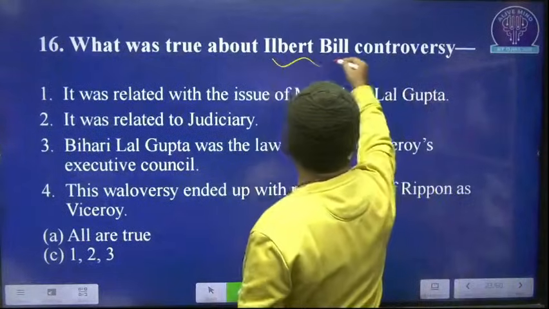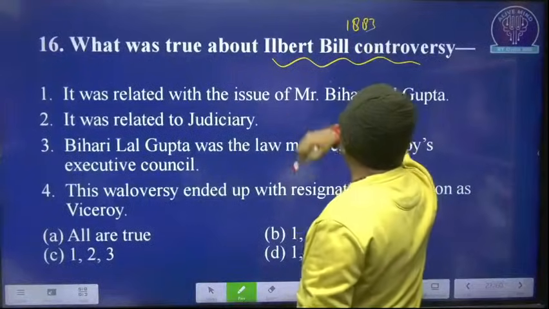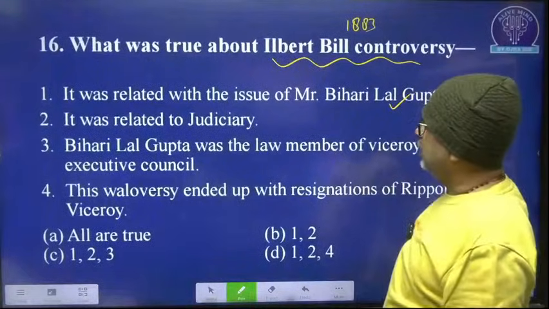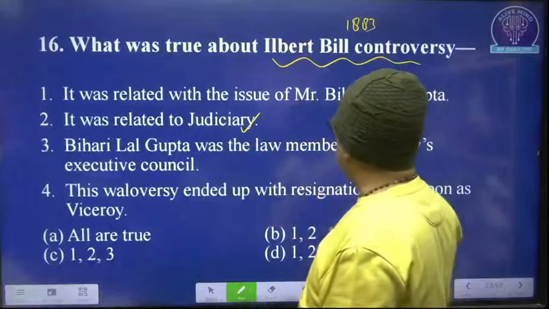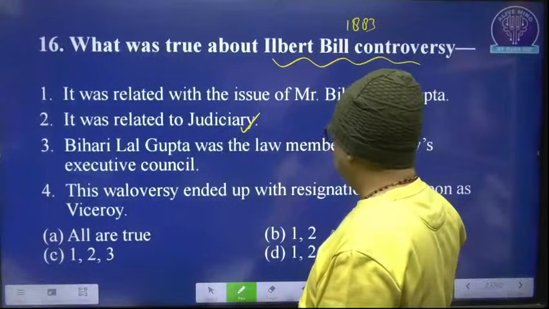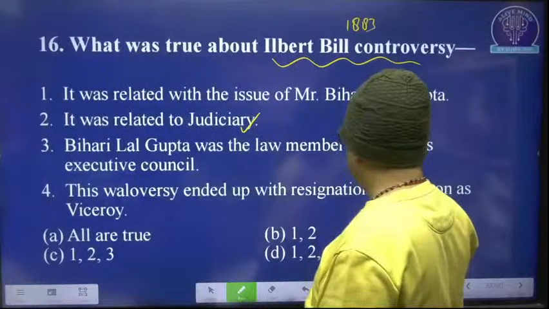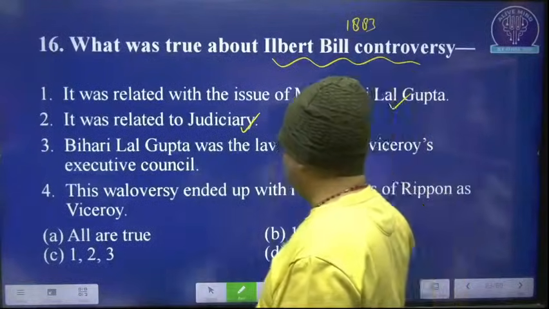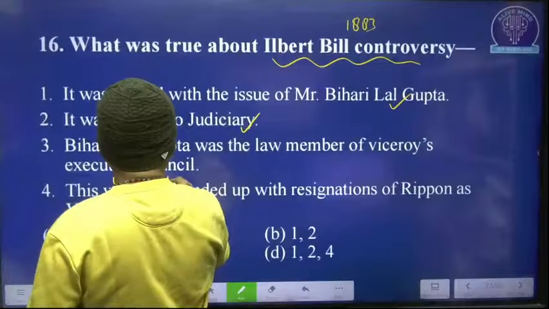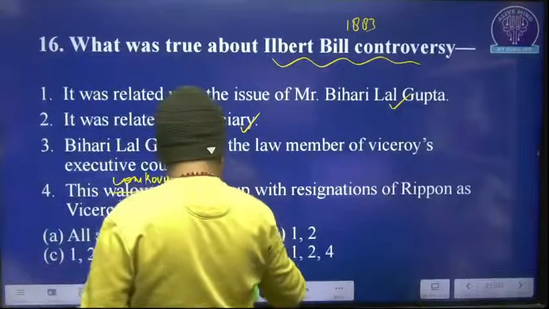Famous Ilbert Bill controversy, which played a very important role in the birth of Congress. 1883 Ilbert Bill controversy. It was related with the issue of Mr. Bihari Lal Gupta. Correct. He was related to judiciary. Correct. B.L. Gupta was the law member of Viceroy's Executive Council. This controversy, please correct the spelling here, this controversy, 1, 2, 4, D is the answer.